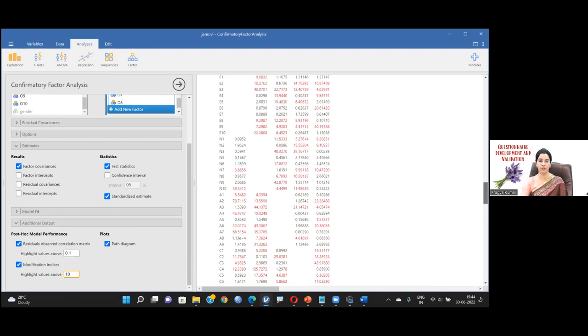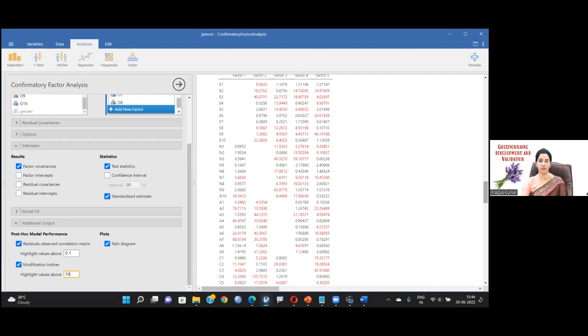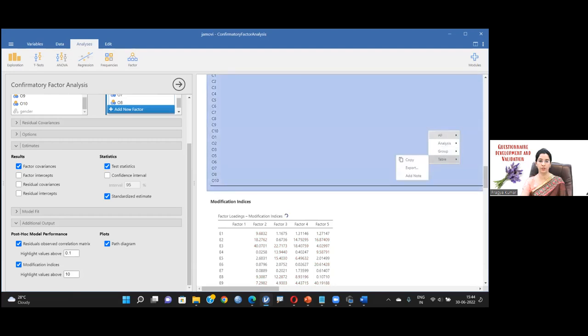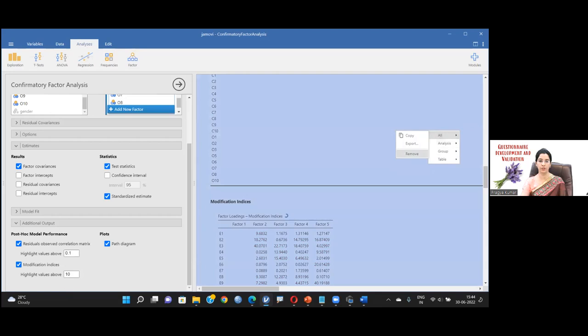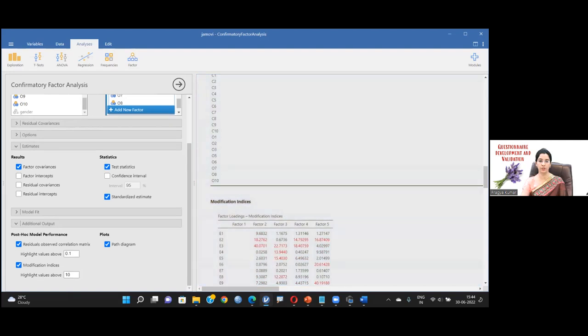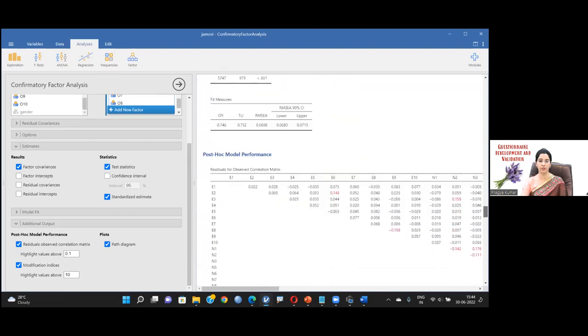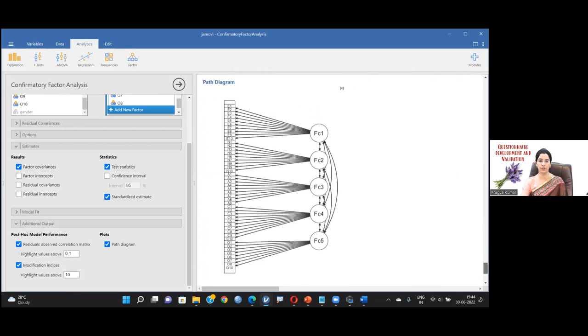For this, you need to duplicate your data because otherwise it will disappear. So I'll click this whole result, select all, and then copy. No, there's an option of duplicate. Yes. So I have just duplicated the result, and now I will take a call. Before I do that, just this is the path diagram.